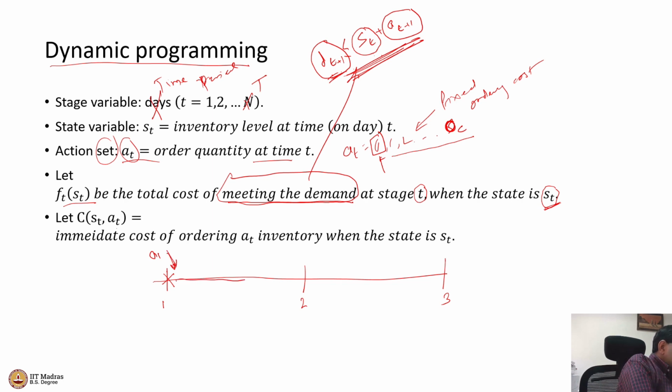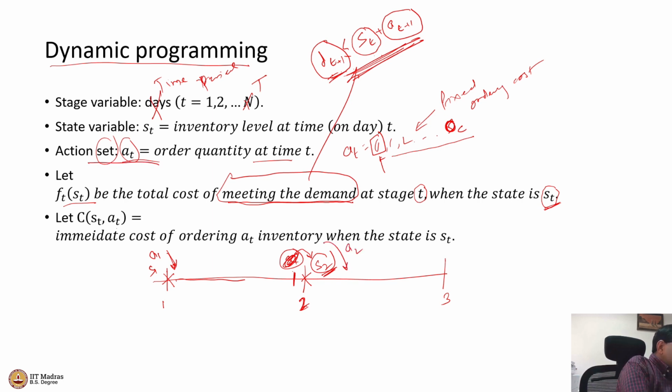Now after meeting the demand, you may have some balance inventory at hand. Let that be S1. At the beginning of time period 2, the closing inventory of time period 1 becomes the beginning inventory of time period 2. So this will be S2 to begin with. Then you place the order for A2 units; A2 is the action in that particular time period.